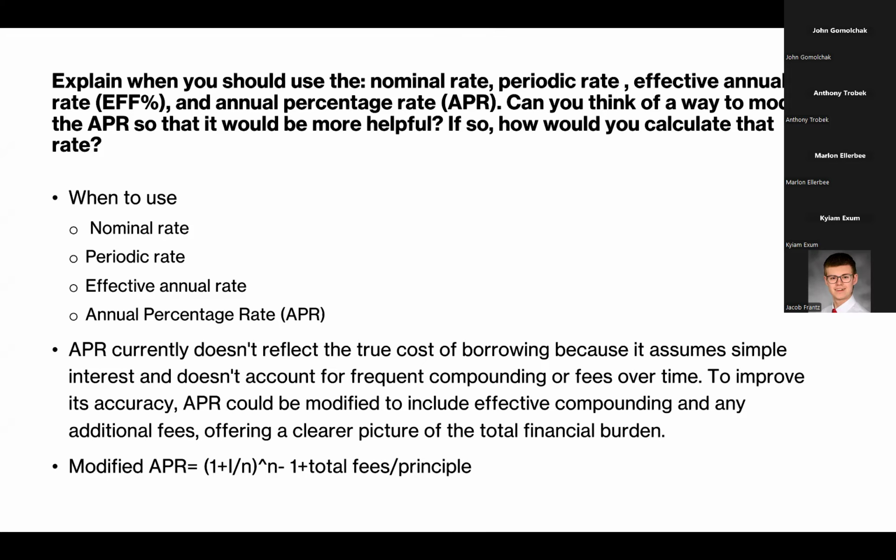And then APR currently doesn't reflect the true cost of borrowing because it assumes simple interest and doesn't account for frequent compounding or fees over time. So to improve its accuracy, APR could be modified to include effective compounding and additional fees, offering a clear picture of the total financial burden. So here's our modified APR formula where I is the nominal interest rate, N is the number of periods per year, the total fees is basically just the sum of all fees associated with the loan or credit, and then the principal is the amount borrowed.